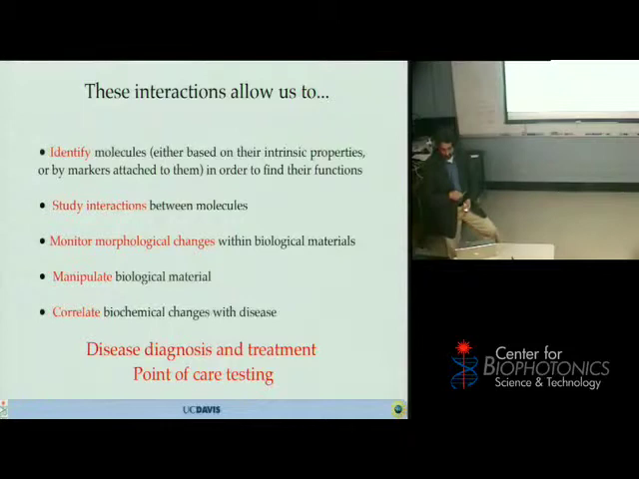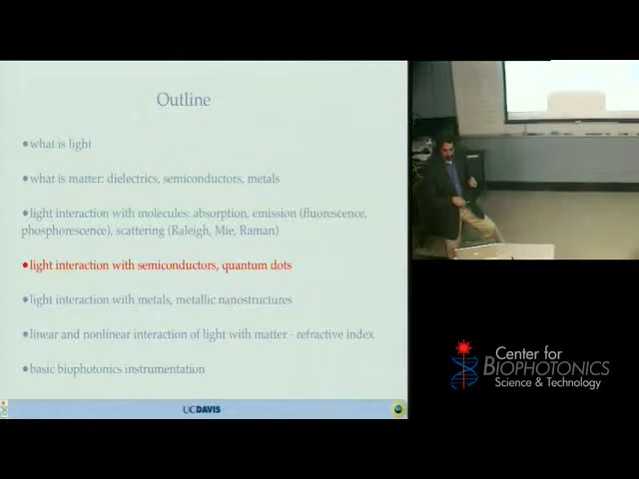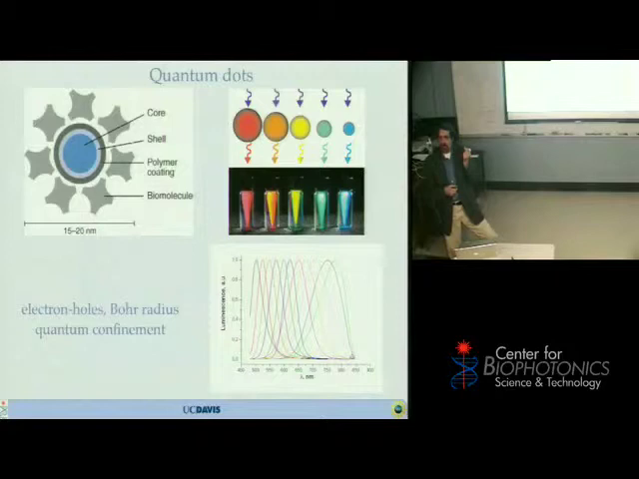Okay, let's go next to semiconductors and actually to quantum dots. Quantum dots are small particles made out of semiconductor materials, gallium arsenide, for example. As they become very small, smaller than 10 nanometers, you have quantum confinement. Let me explain it a little better. When the radius of the dot becomes smaller than the Bohr radius, meaning the radius of the electron orbiting the particle, very interesting properties occur.